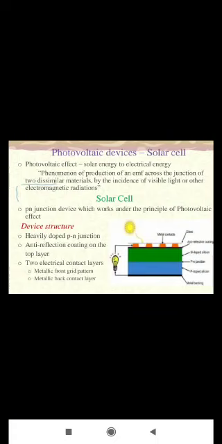So when some electromagnetic radiation strikes a junction of two dissimilar materials, it will ultimately convert the solar energy to electrical energy. So a solar cell is a photovoltaic device.